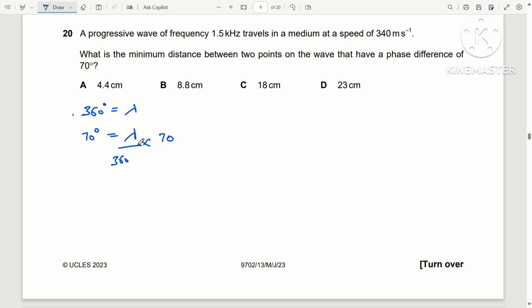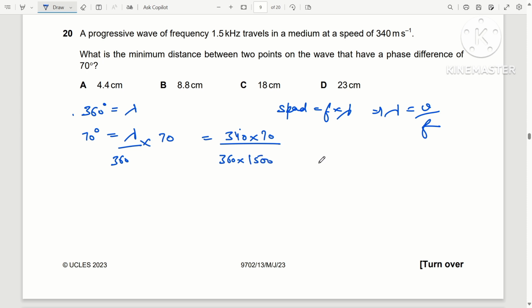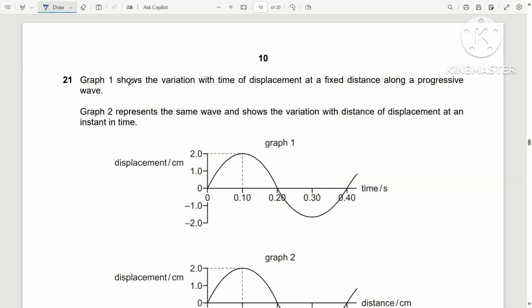Now what is lambda here? We know that speed is equal to frequency into lambda. So lambda is equal to speed by frequency. So the distance is 340 into 70 divided by 360 into 1.5 kilohertz, which means 1500. On solving this, you will get 0.044 meter, or you can write 4.4 centimeters. Option A is correct.